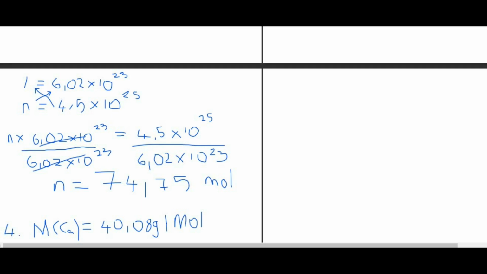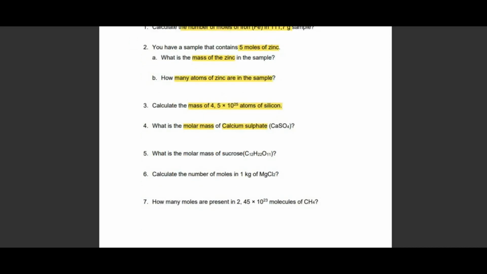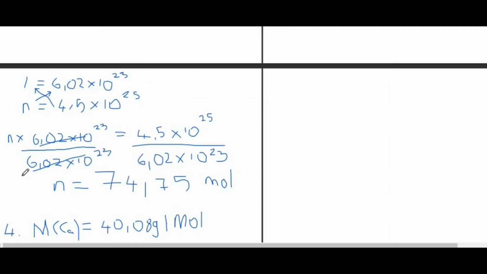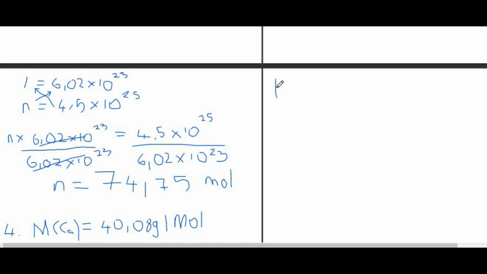In the next question, it asks what is the molar mass of sucrose, the type of sugar? Same thing that we did with this one. I'll check the constituents of my sucrose. I see that it's made out of carbon, 12 carbons to be exact, 22 hydrogens, and 11 oxygens. So I start saying, what is the molar mass of carbon? The molar mass of carbon is 12 grams per mole.